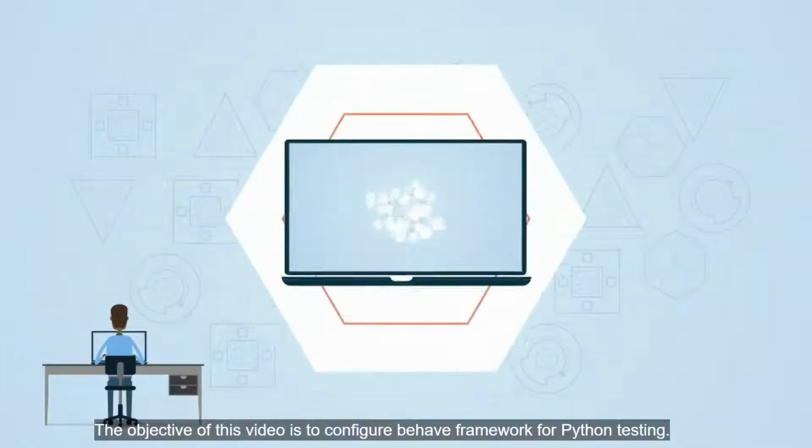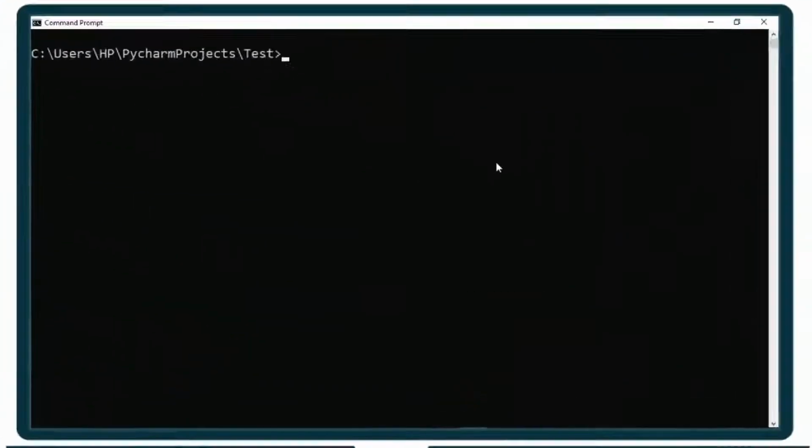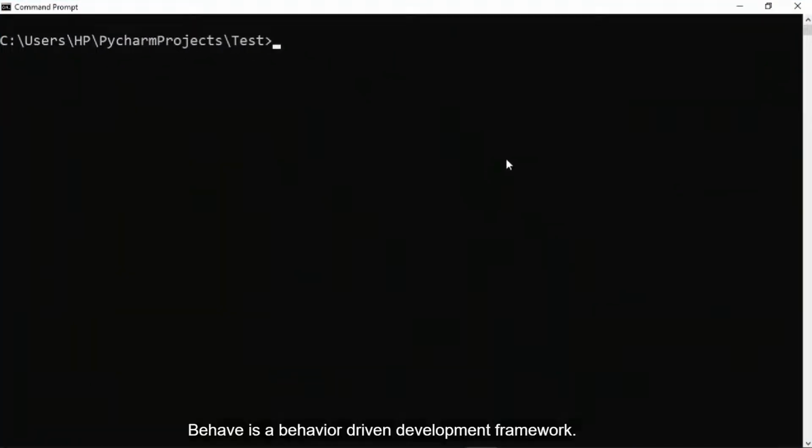The objective of this video is to configure the Behave framework for Python testing. Behave is a behavior-driven development framework. It integrates well with Python. It can also be considered as one of the approaches of implementing the agile software development paradigm or technique in Python.